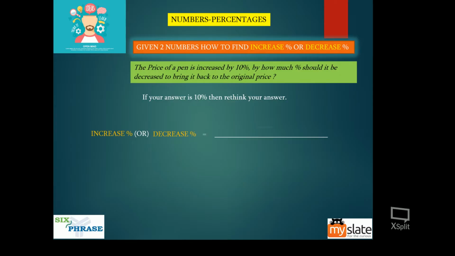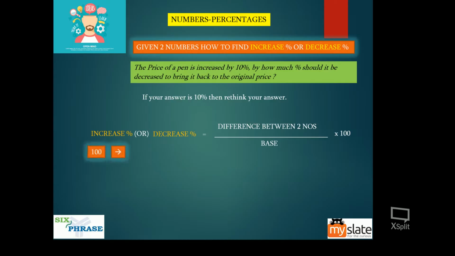But before that, this is the formula that we use for increase or decrease percentage. For both increase percentage and decrease percentage, guys, we'll be using this formula only: difference between two numbers by base into 100. I'll explain what all this means, but right now, just understand difference between two numbers by base into 100.